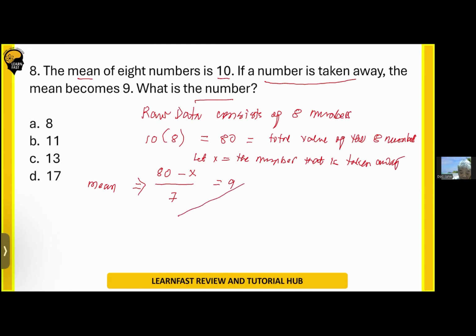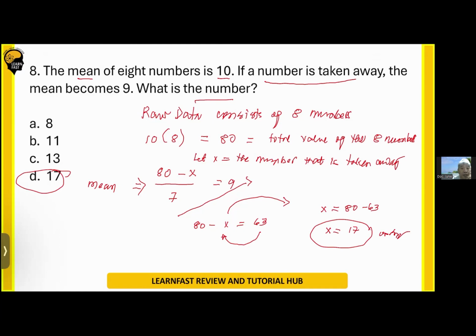So you cross multiply 80 minus x. 9 times 7 is 63. So you transpose x to the right side. Likewise, you transpose 63 to the left side. So you have now x is equal to 80 minus 63. And x here will be equal to 17. So this is option D. Okay, D is the answer.